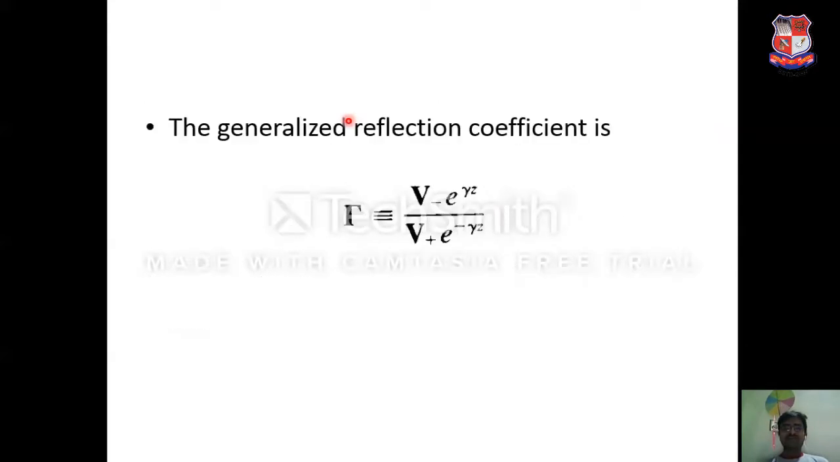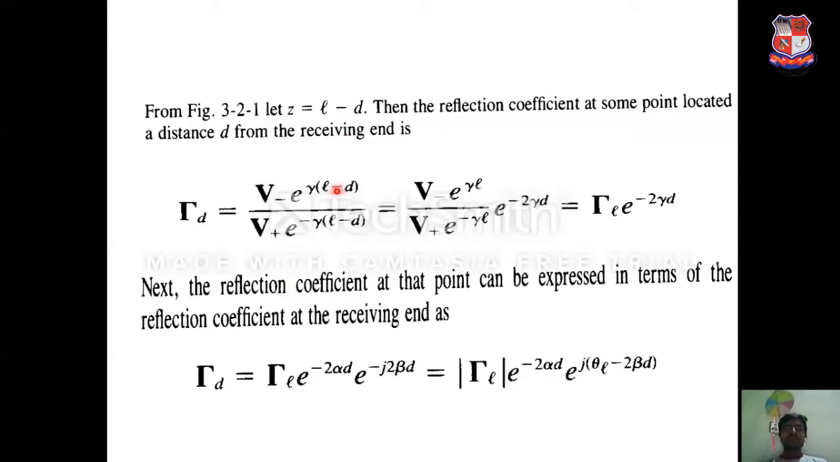So what I'm doing now is taking Z equal to L minus D in our last equation, the V minus equation, and in place of Z we put it here. Then we get the reflection coefficient gamma D at distance D from the load on the line. This is equal to V minus into e raised to gamma into L minus D upon V plus into e raised to minus gamma into L minus D, which is equal to V minus into e raised to gamma L upon V plus into e raised to minus gamma L into e raised to minus 2 gamma D, which is equal to gamma L into e raised to minus 2 gamma D.